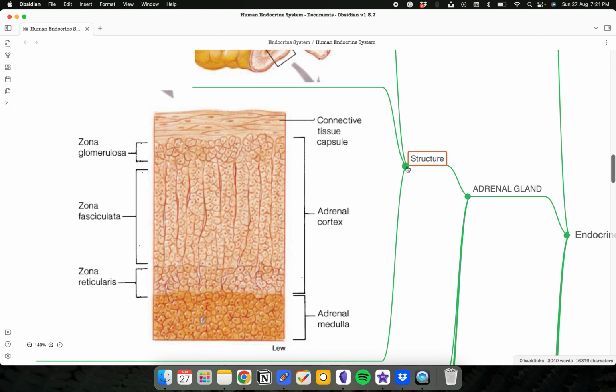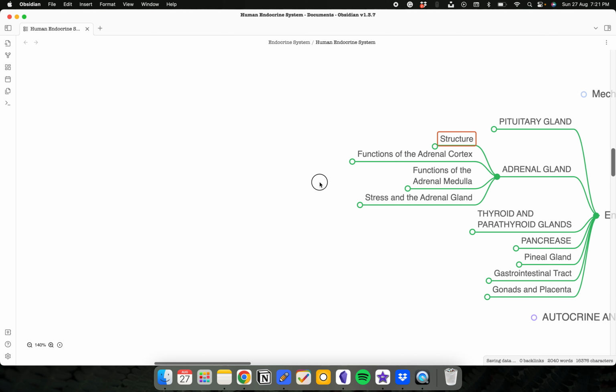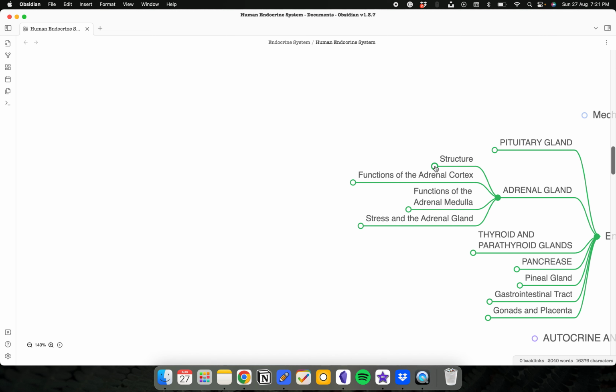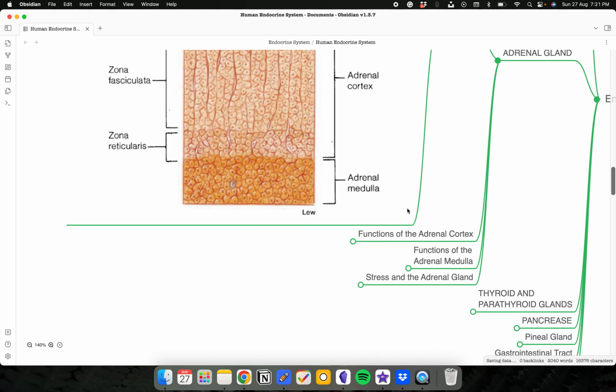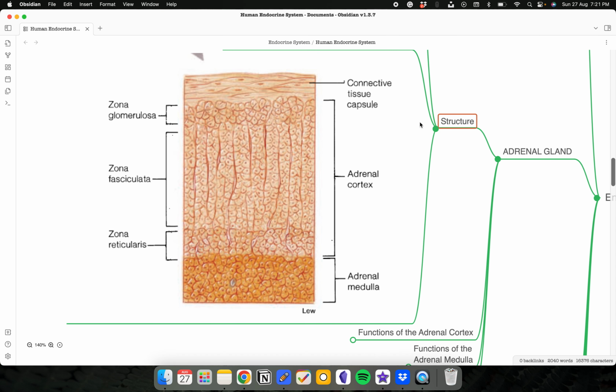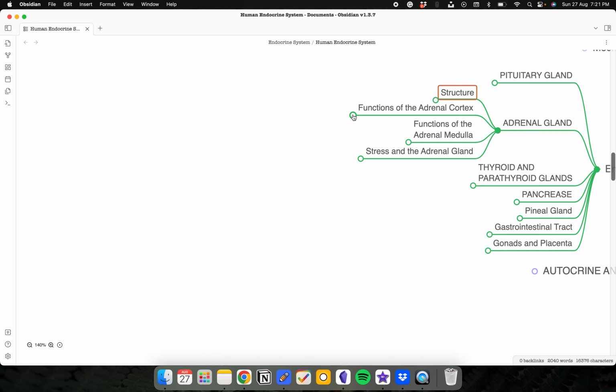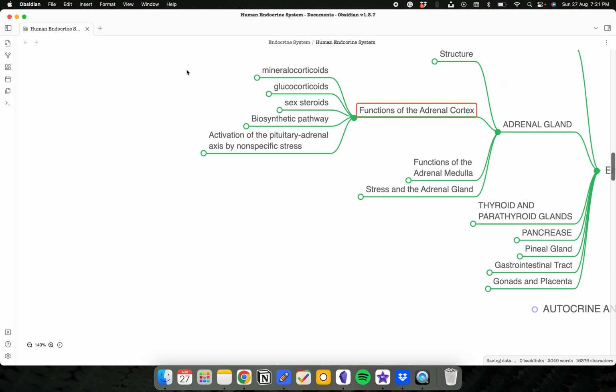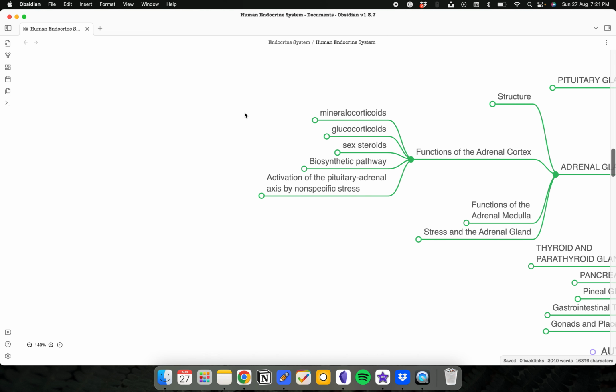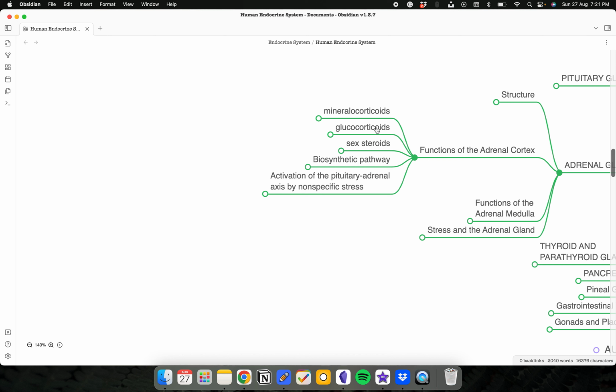Simple, straightforward. Next, we have the functions of the adrenal cortex. The adrenal cortex is the outer part of the adrenal gland, and there are some hormones which are released from this adrenal cortex.